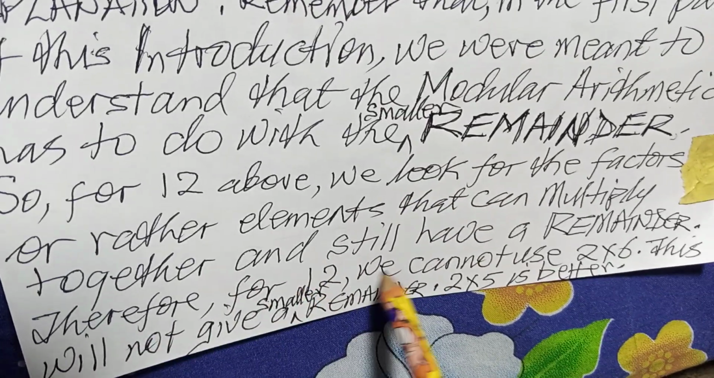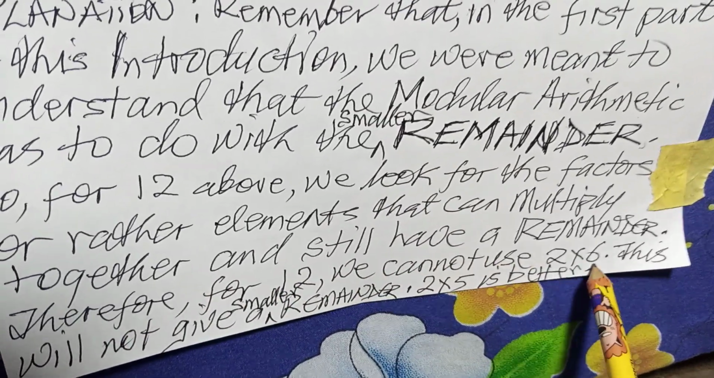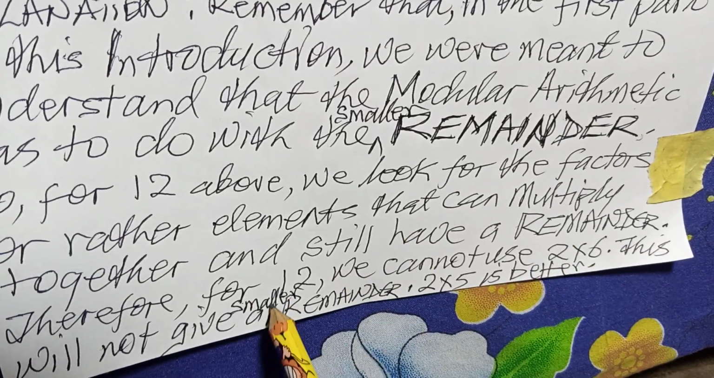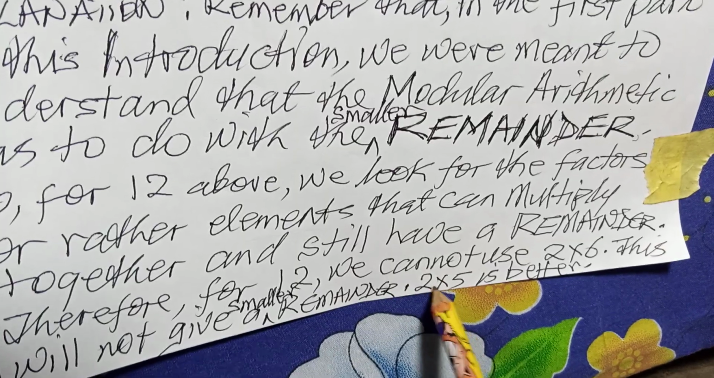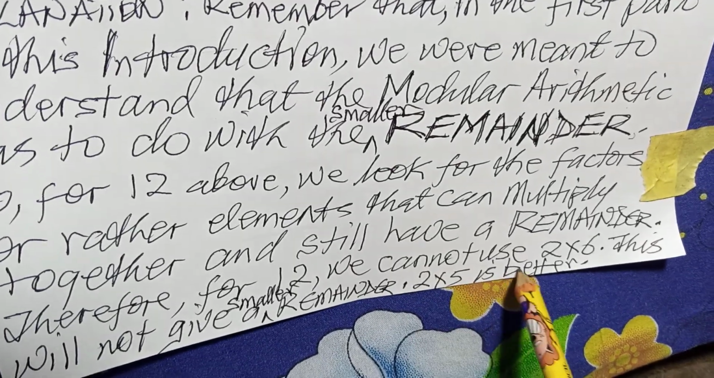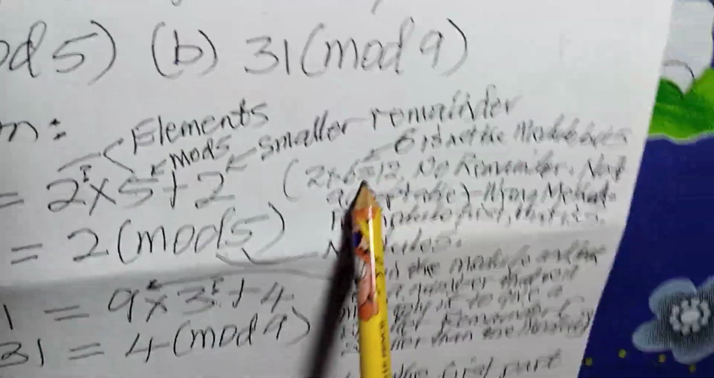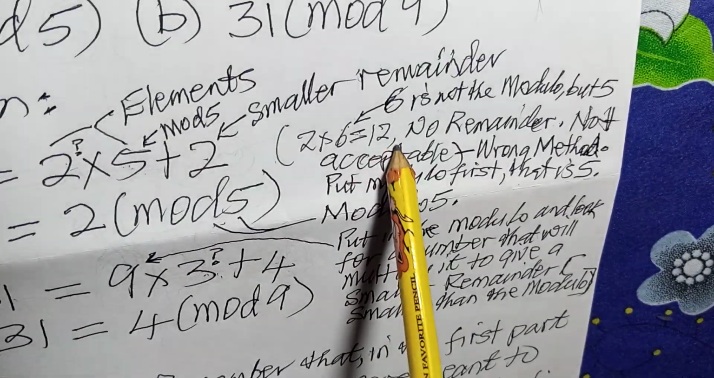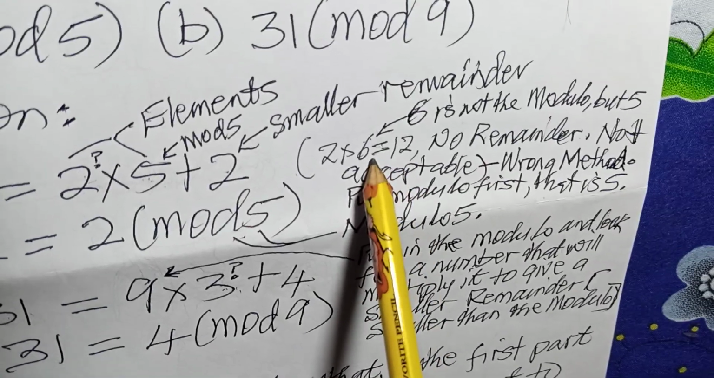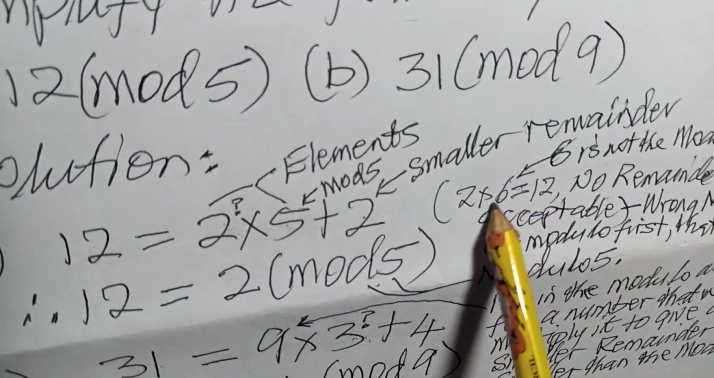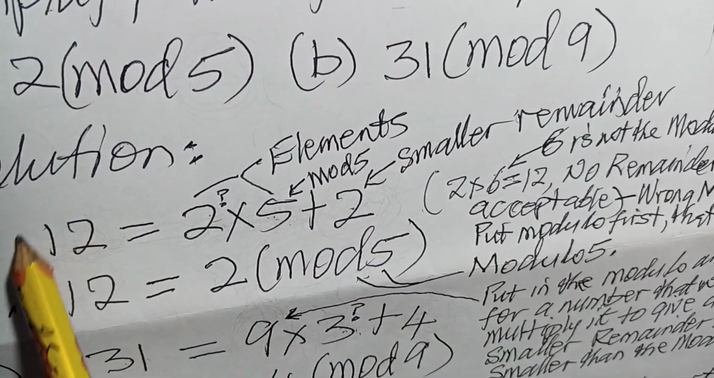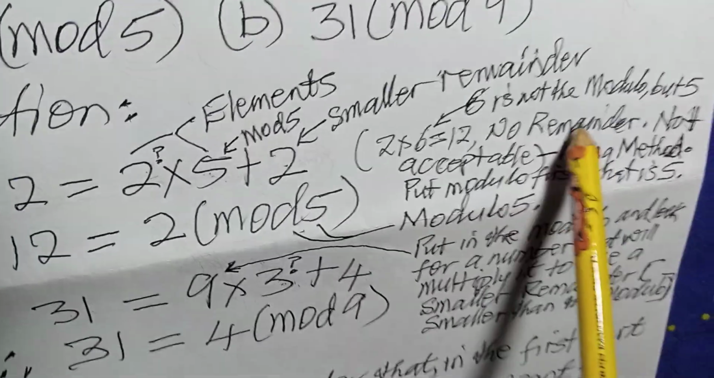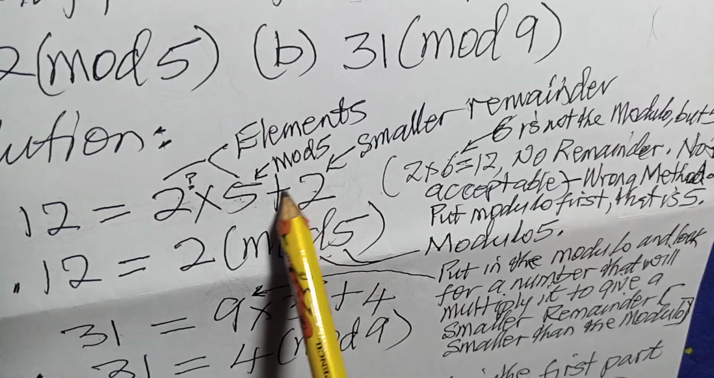Therefore, for 12, we cannot use 2 times 6. It's not going to work. This will not give us a smaller remainder, but 2 times 5 is better. Like here now, you see the little explanation. 2 times 6 equals 12, exactly that amount that we are going to solve, which is not right. No remainder. So we are not going to use 2 times 6.